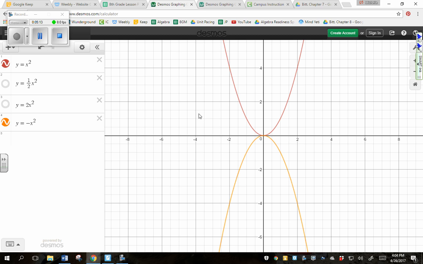Okay, so if we put a negative in front, you can see that the graph looks the same as x squared, except it flips it over the x-axis. So it flips it upside down. So that's what happens if we put a negative in front of the x squared.